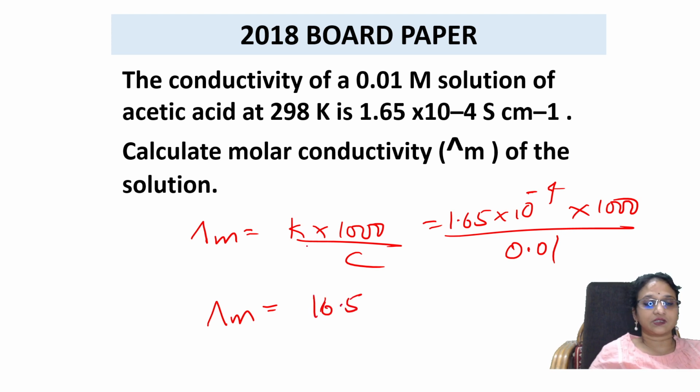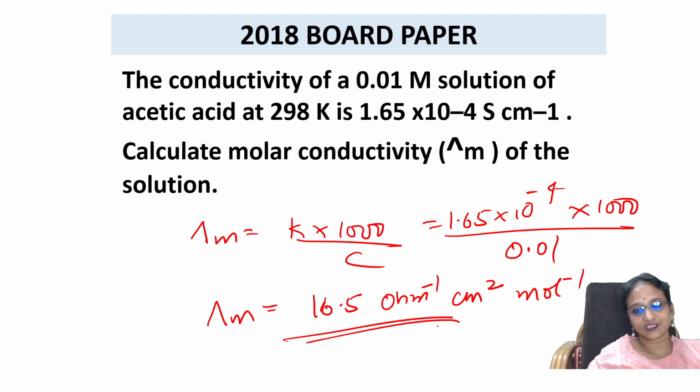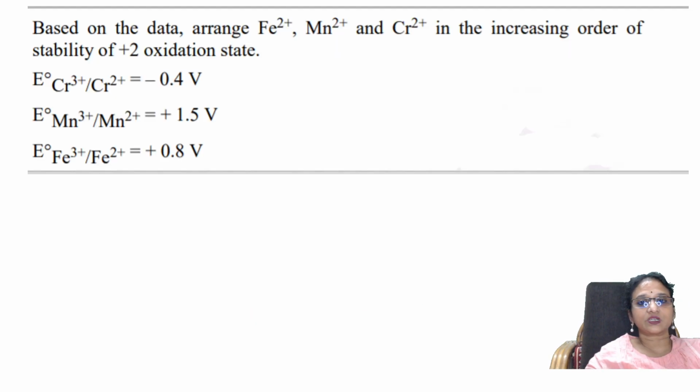So what are the units? Conductivity is ohm inverse, because 1000 by C means the volume. So 1000 is 10 raised to the power of 3, and your concentration is nothing but mole, so this becomes centimeter square. That's the unit for conductivity into 1000 and mole inverse. So this is your answer. Easy, students? Let us see one more question.